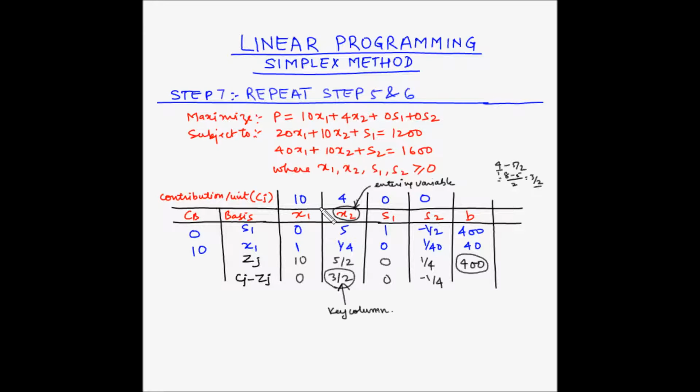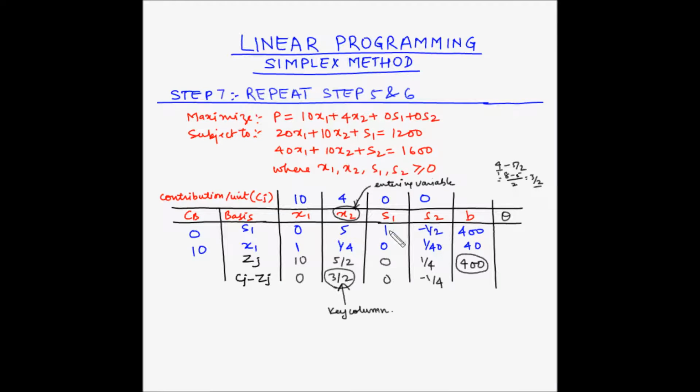So in order to do that, we have to find the replacement ratio, which is represented by theta. This ratio indicates the number of units of a variable that can be produced by trading all of the current level of basic variables. And we have already looked at the detailed explanation of what these values mean in step number 6. So the way to find these values is to divide the value in column B with the corresponding values in the column x2, that is the key column.